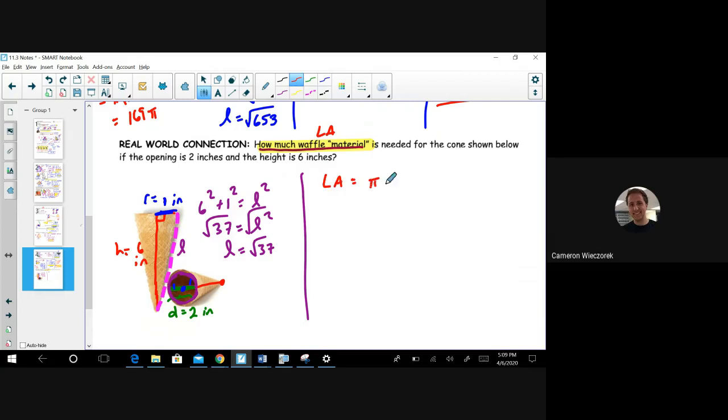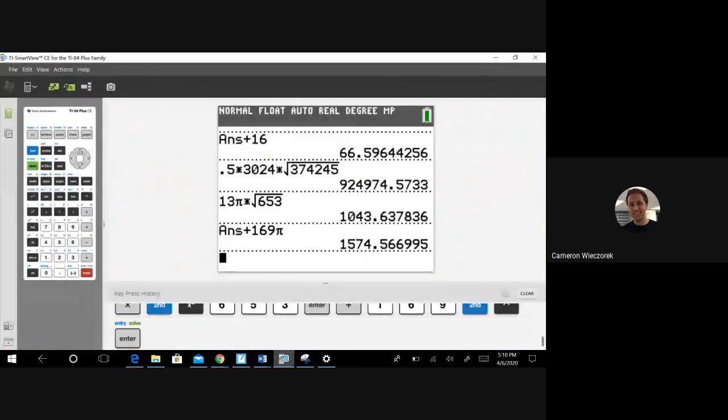So I just need pi RL. Pi times the radius was not 2, it was 1. We cut it in half. And then the slant height was root 37. Pi times 1 is pi. So on my calculator, I am going to round this one because I'm not going to be asking somebody, hey, how much waffle material did you use to make that ice cream cone? Oh, I used about pi times the square root of 37 inches squared. Your friend's going to look at you and say, huh? Nobody talks like that. So we're going to type it in and redeem ourselves.